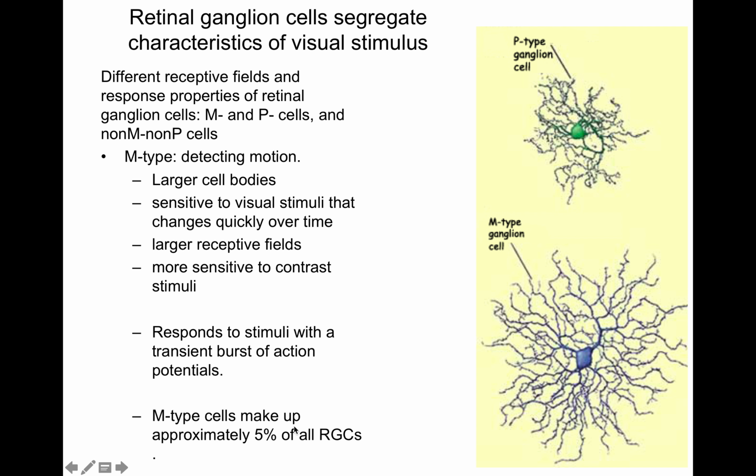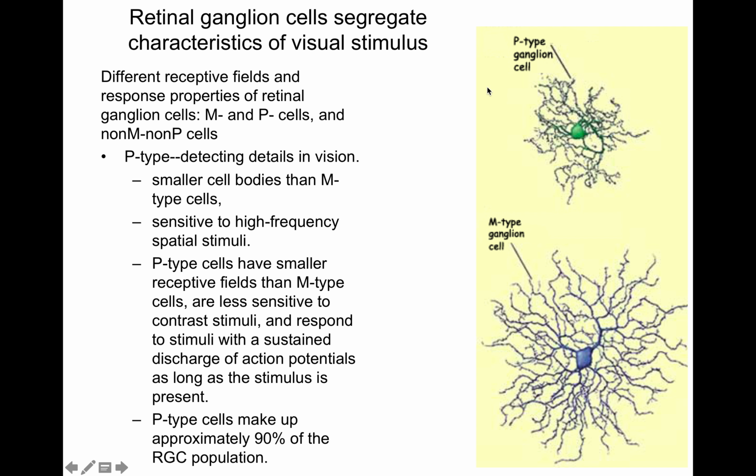And so they respond with a transient burst of action potentials. They're really fast. You shine a light, they start to fire, and then they quickly adapt. And this allows them to have that sensitivity to visual stimuli that change quickly over time. This makes up about 5% of all the retinal ganglion cells that we have.